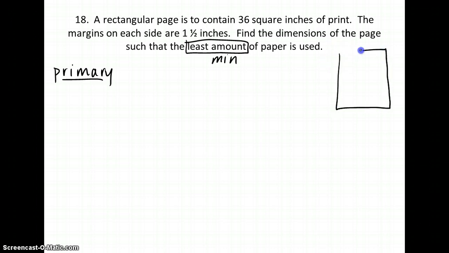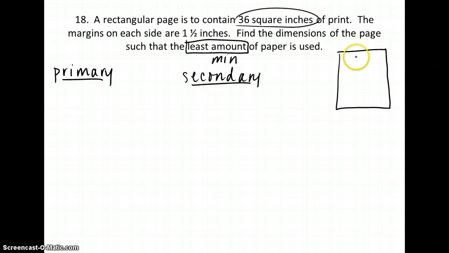Rectangular page, and we're told that 36 square inches of print. So that's always the secondary. The number is always the secondary equation. Okay, so imagine here are our margins. I'll just draw them in. So a rectangular page can include 36 square inches of print.